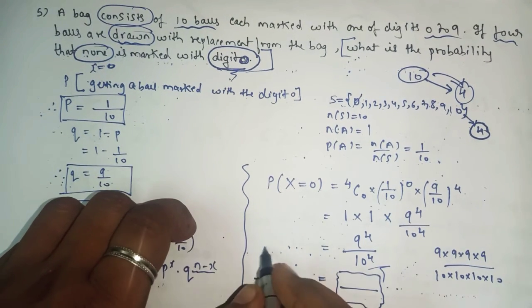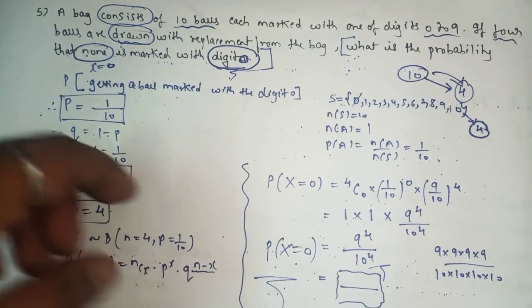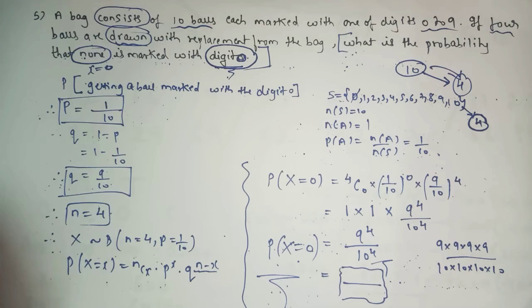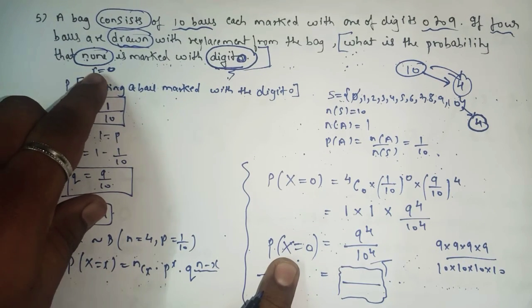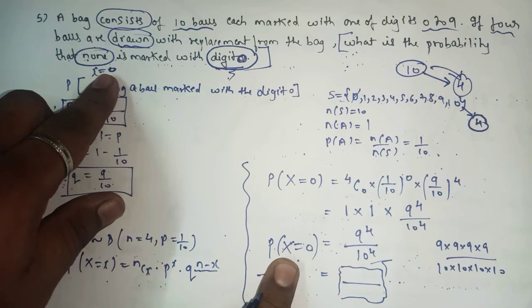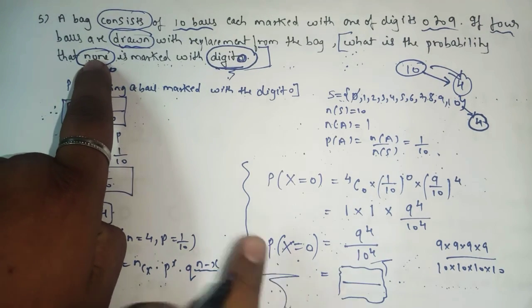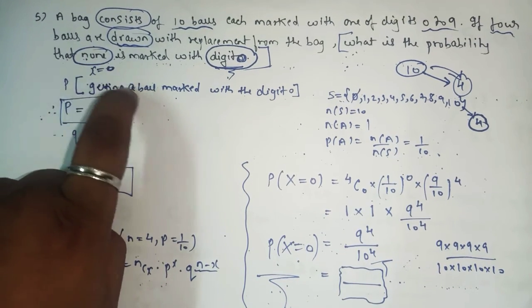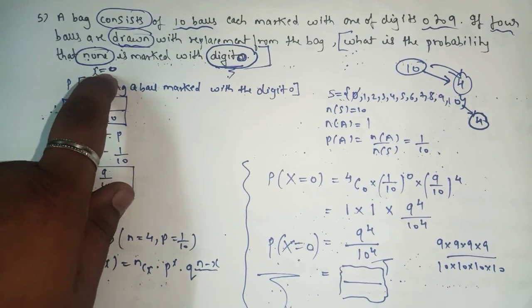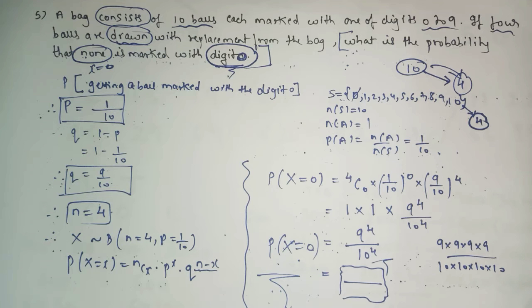So this is the answer for X equals to none. None means what? 0. So remember, whenever the word none comes, that means it is a value of x equals to 0. And this none, it is without the words at least and at most, that means it means exactly x equals to 0. I hope you all understood the second sum also.